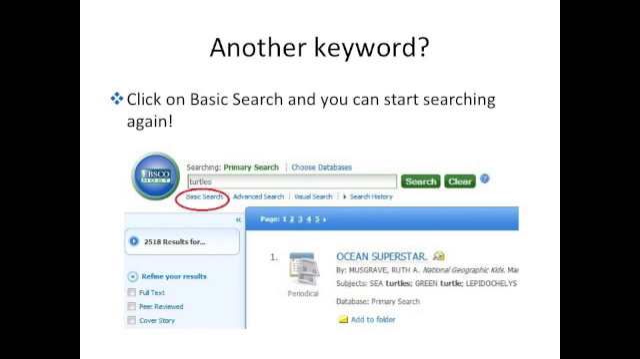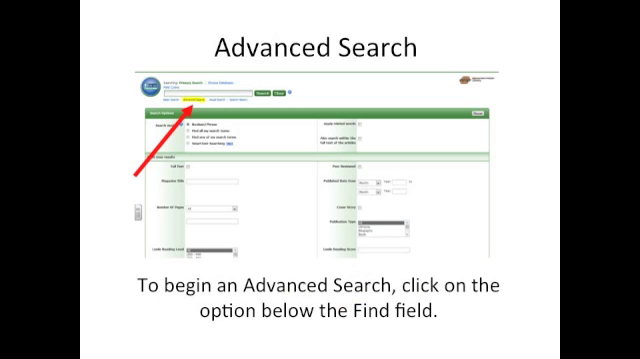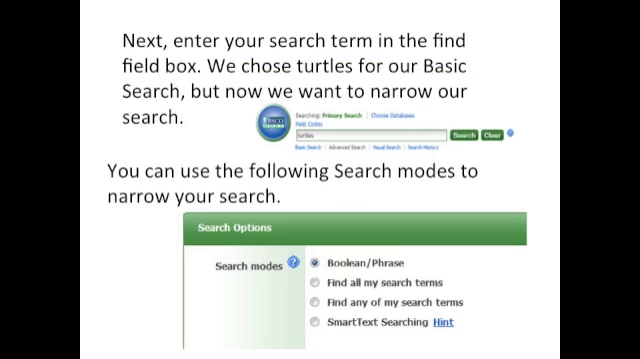Another option for searching on the primary search database is to use the advanced search function. To choose the advanced search function, just choose advanced search under the text box. Now we're going to enter the subject of our search into the text box. For our basic search, we chose turtles, but now we want to narrow it down a little bit more. One of the ways that you can narrow it down is to choose one of the following search modes. We are going to work with the Boolean phrase.